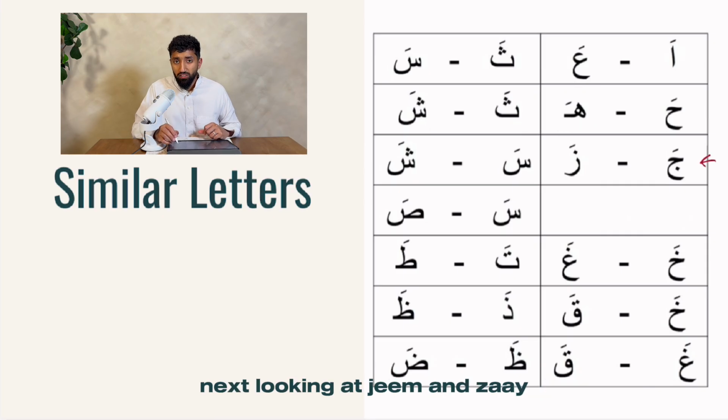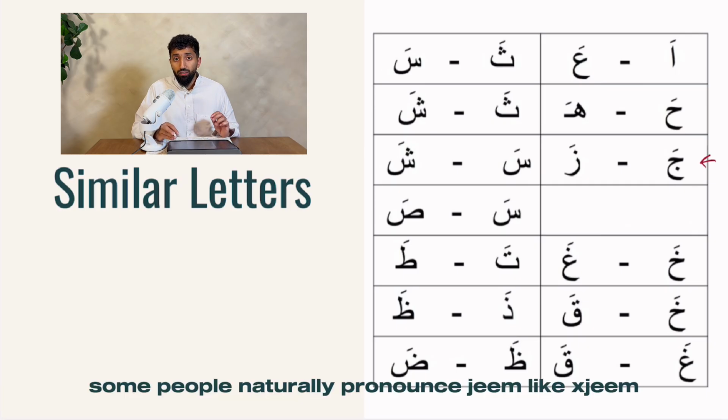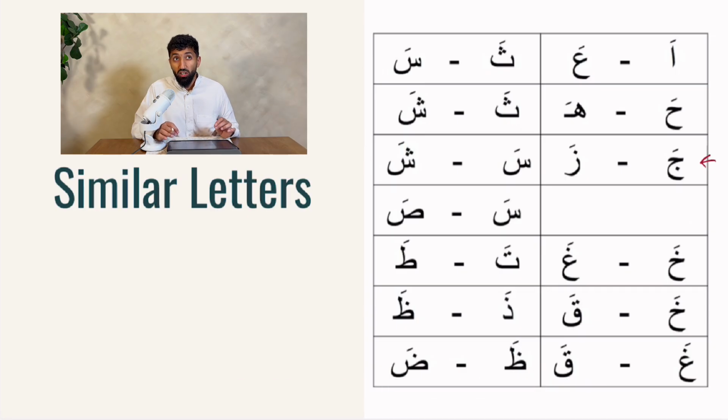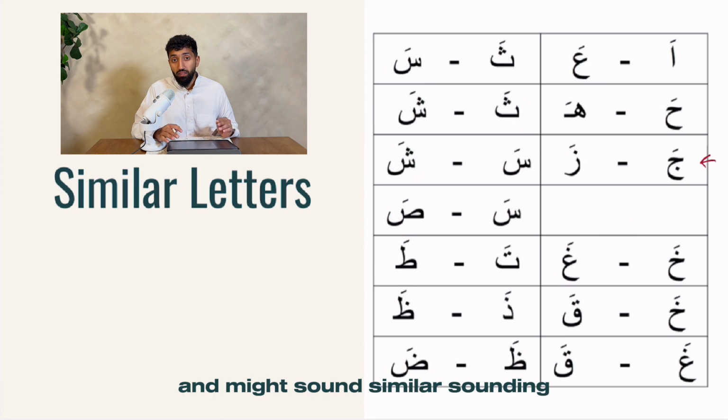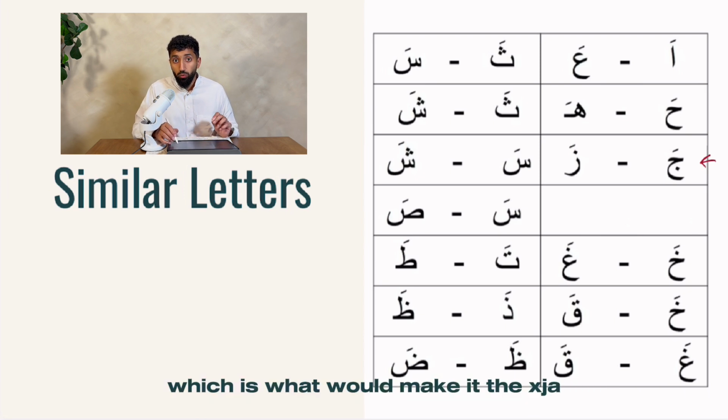Next, looking at jim and zai. So jim fatha is ja and zai fatha is za, and they don't really sound like each other if you're pronouncing it correctly, but like I said, some people naturally pronounce jim like jim, and in that case the jim could be jim fatha ja, which sounds a little bit like za and might sound similar, but again, if you're pronouncing jim without softness, which is what would make it the ja, it has shidda or hardness, then it would be ja, not dragging the consonant sound.